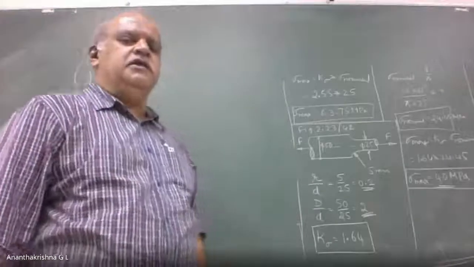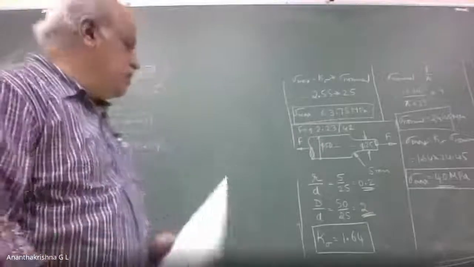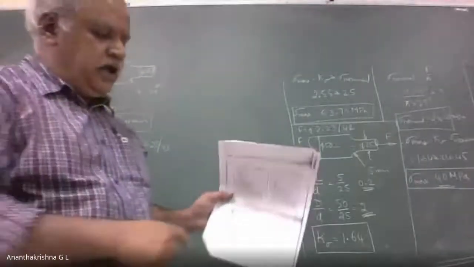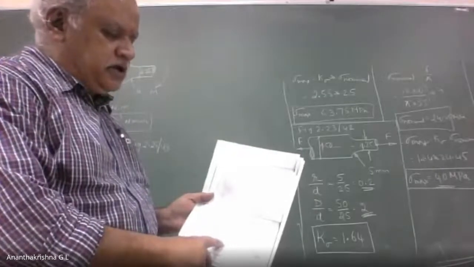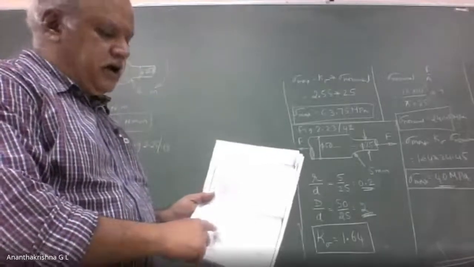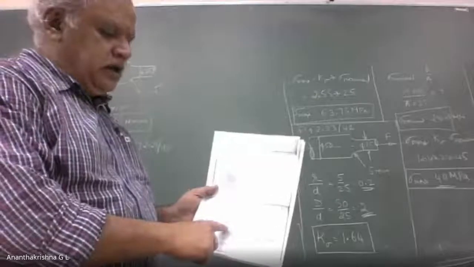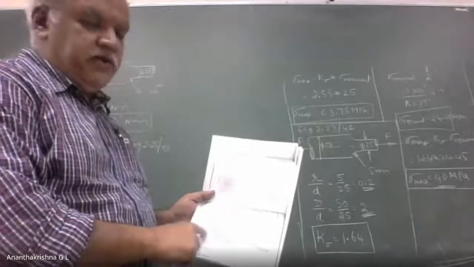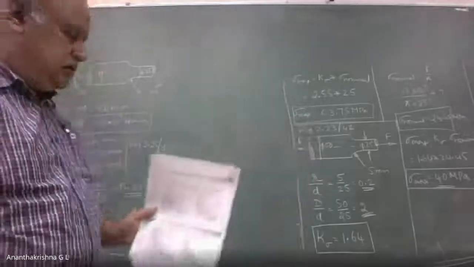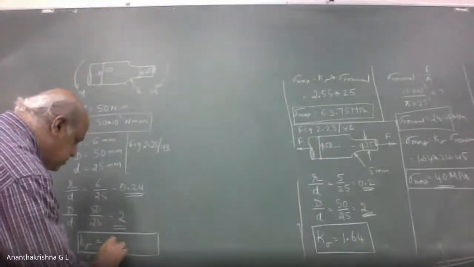Others, please take the data handbook. Look for travel in x-axis to 0.24 and travel upward till you touch the curve which has got D by d equal to 2, and then travel to the left till you touch the y-axis, and there you will get the value of K sigma. It is 1.37, correct?